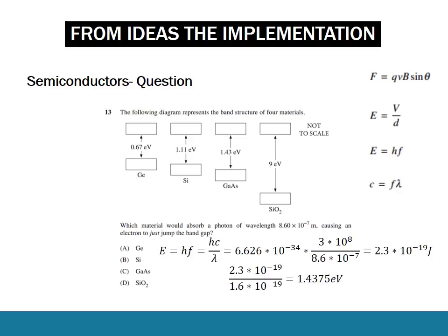Now, this is in joules and we need it in electron volts. So we go to our formula sheet, which tells us what an electron volt is in terms of joules. In this case, we divide by the value of the electron volt, which is 1.6 times 10 to the minus 19, the charge on the electron, and we get 1.4 electron volts. So obviously the answer here is going to be C.